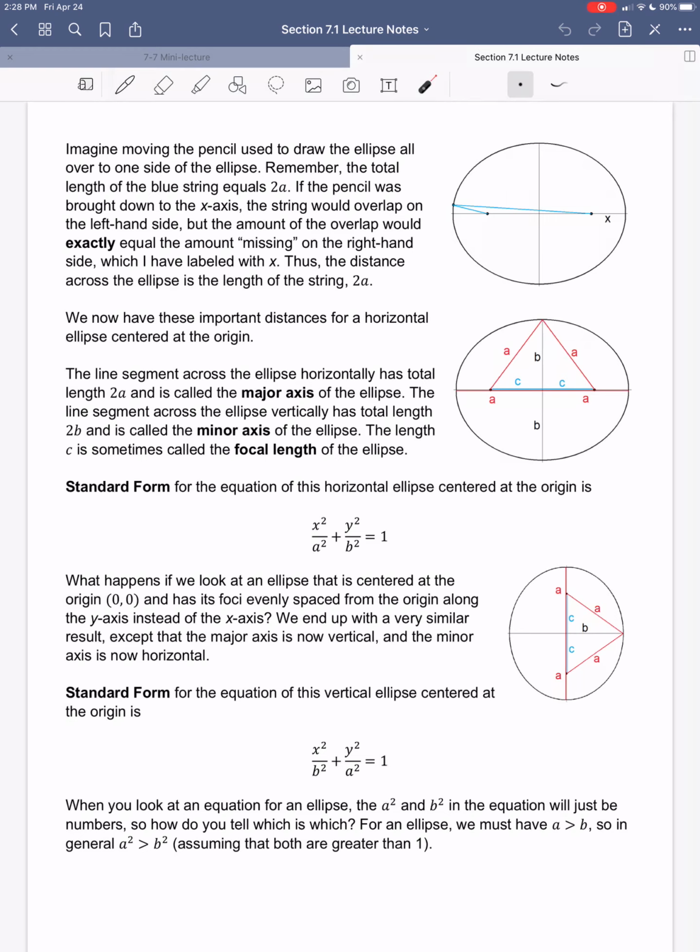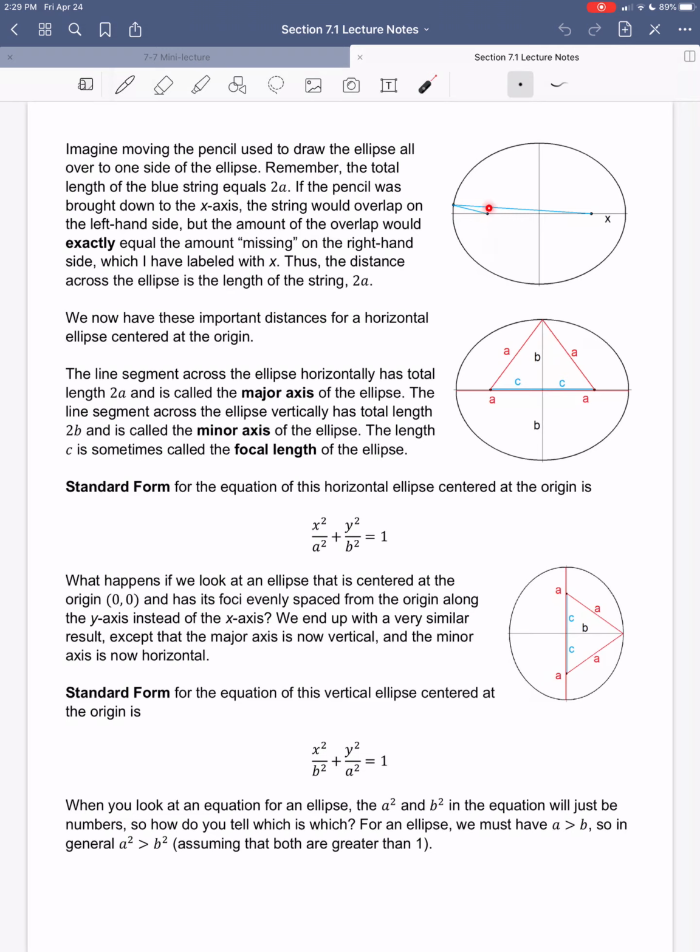Now, one thing about this: remember we use this pencil to hold the string taut. Maybe we move the string all the way over here. So if I had those blue lines, they would add up to 2a. Imagine actually bringing that all the way down here to the x-axis. The string would go around that point and back here, and so it would be overlapping itself here. So I'd count this part twice, but this part I've labeled with x isn't counted at all. But that's actually the amount of the overlap.